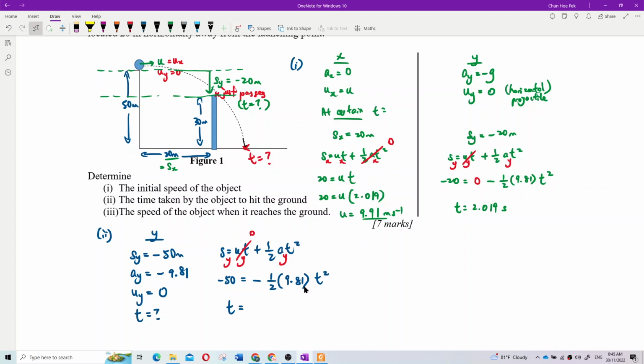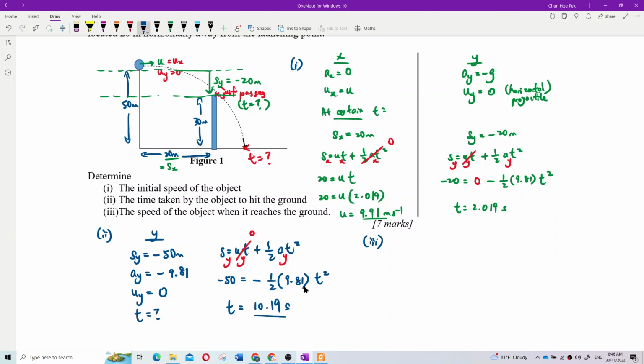Okay, what's the answer? 9.81 divided by 2, and then 50 divided by the answer again. So the time is 10.19 seconds. I solved it again. Happily, I can finish this question till the end.